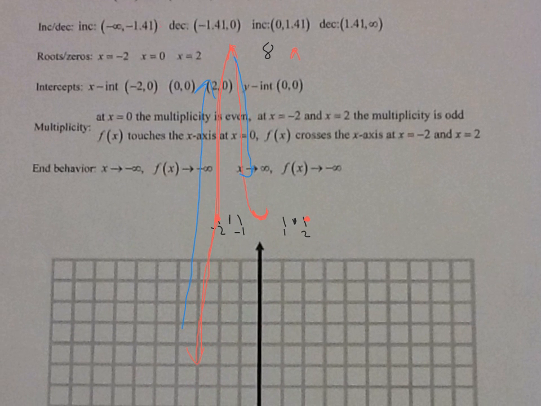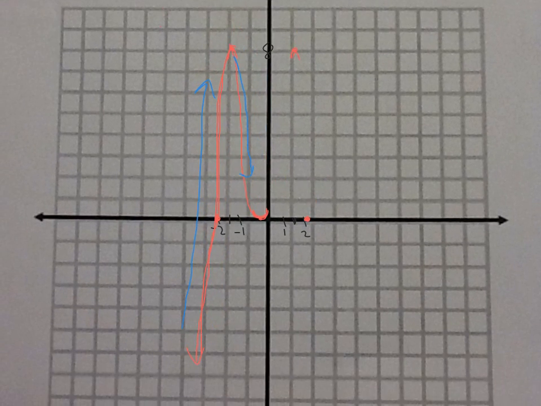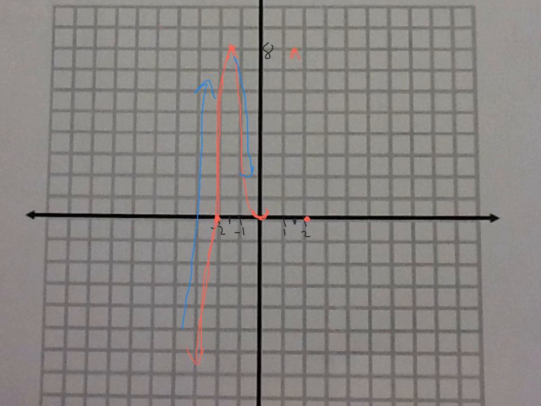And now my graph is going to increase from 0 to 1.41. So now my graph is going to increase here. See, my graph now is increasing from 0 to 1.41.